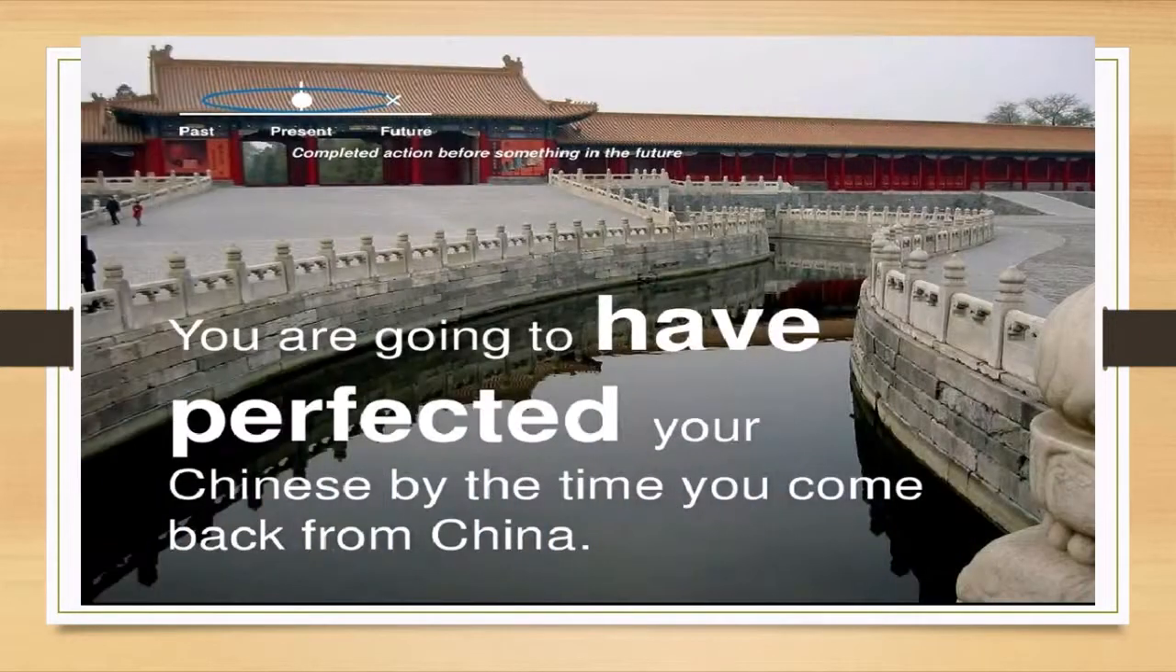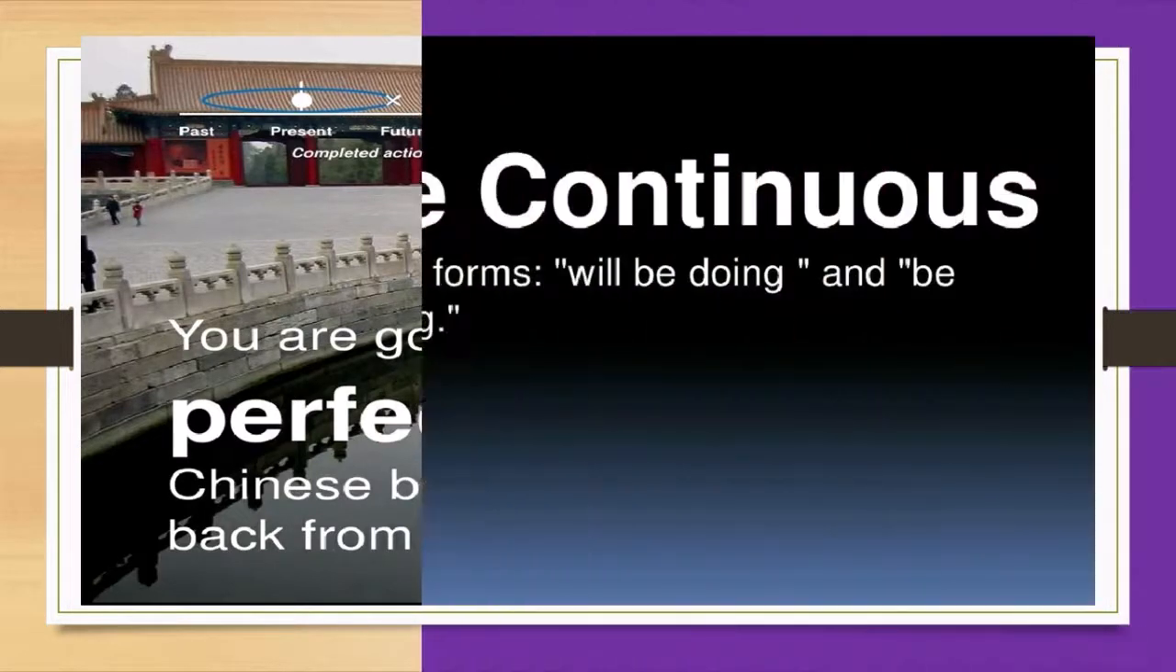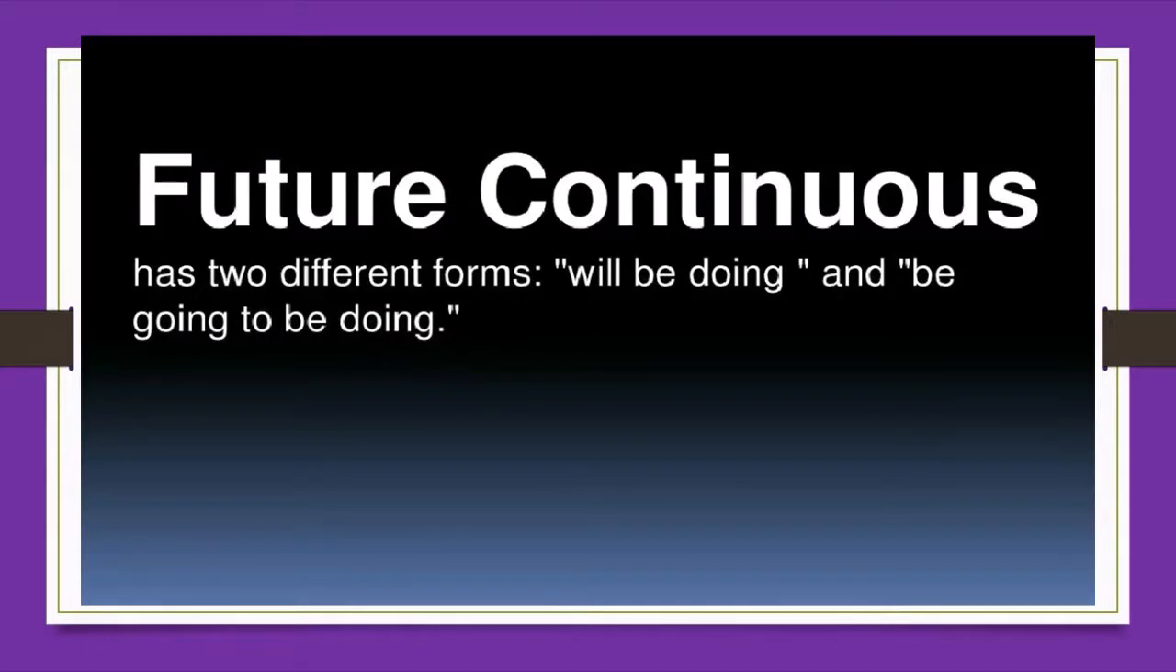Now, for an example: you are going to have perfected your Chinese by the time you come back from China. Future continuous has two different forms: will be doing and be going to be doing.